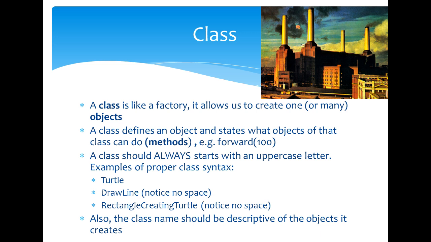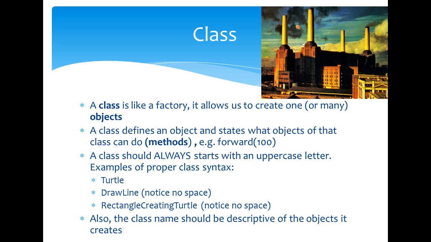The class defines the object and states what objects of that class can do through its methods. An example is that our turtle can move forward. We can also do some other things like set the pen color of the turtle. We can change its orientation. We can do several other things that we're going to learn about very shortly.